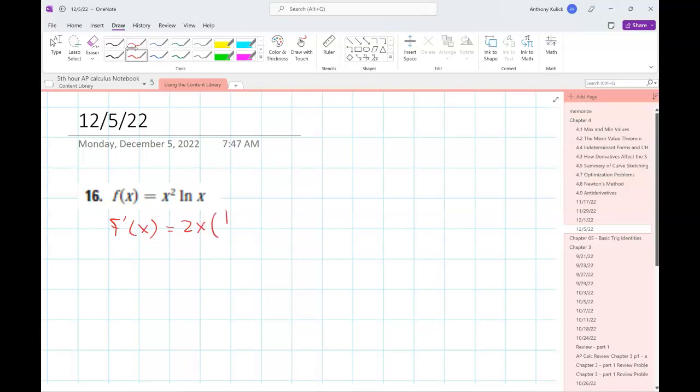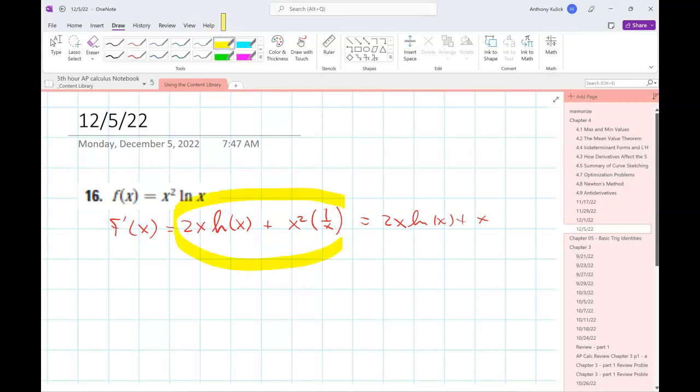So if we take the derivative, this is going to be a product rule situation. The derivative of the first times the second plus the first times the derivative of the second. So this just becomes 2x log x plus x. Everybody okay there?